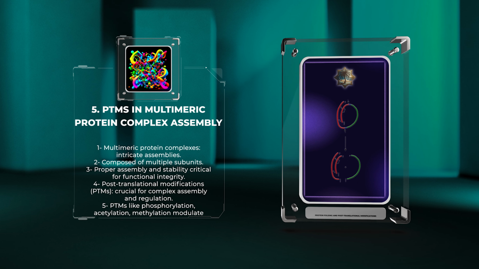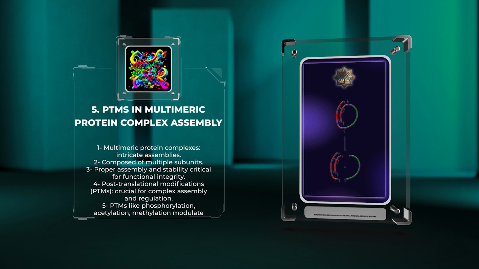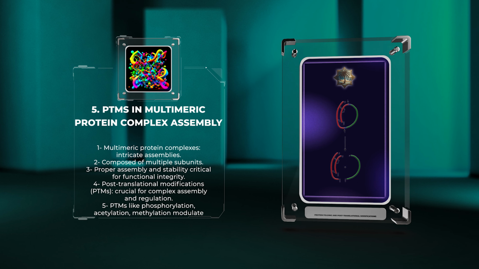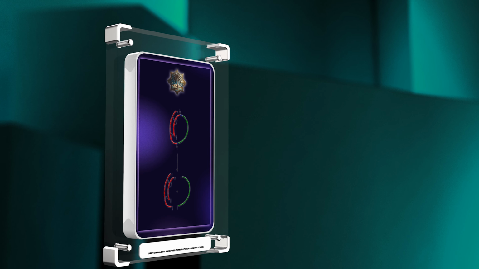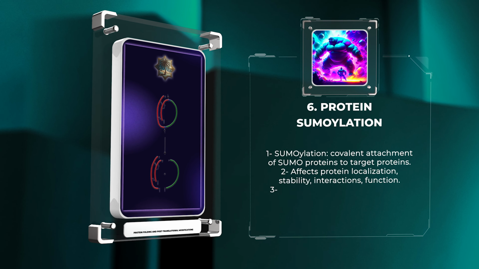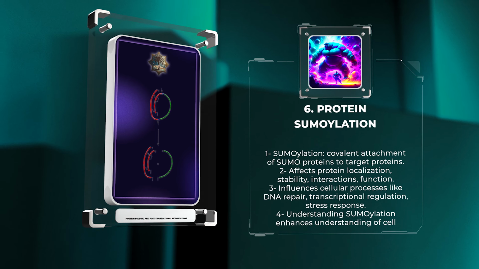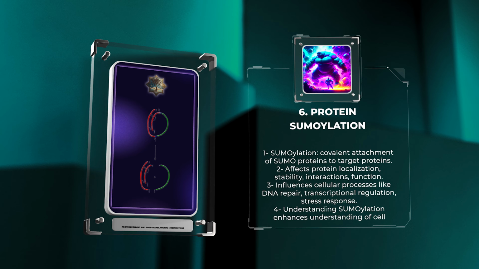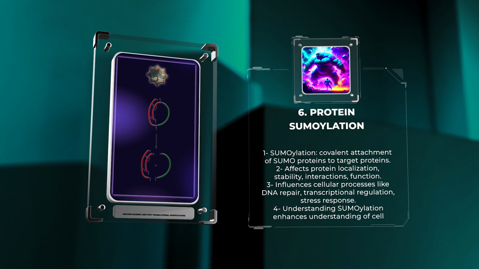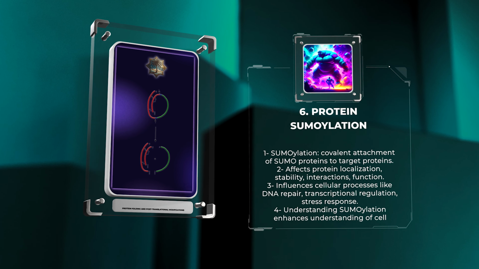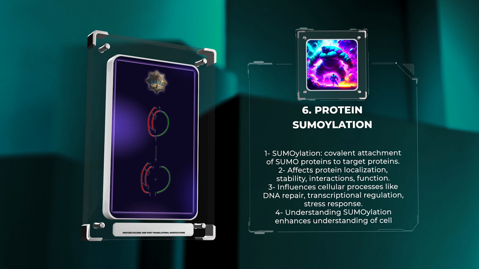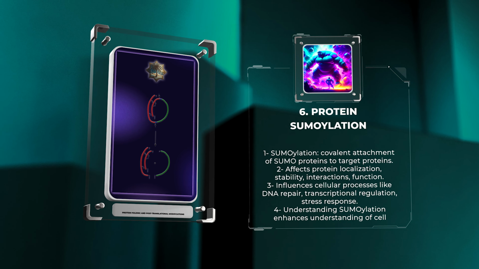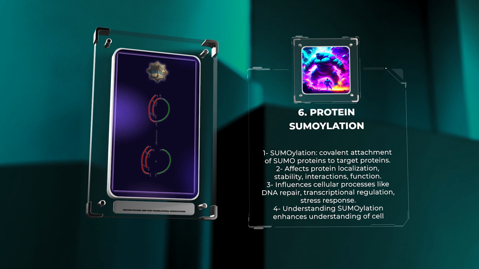Comprehending the intricate interplay between PTMs and the assembly of multimeric protein complexes provides insights into how these complexes function and how their dysregulation can lead to pathological conditions. Summary: Sumoylation is a covalent attachment of small ubiquitin-like modifier, SUMO, proteins to target proteins. This process, involving different enzymes, affects protein localization, stability, interactions, and function, influencing various cellular processes such as DNA repair, transcriptional regulation, and responses to stress. Understanding sumoylation enhances our understanding of cell regulation and may lead to therapeutic applications.